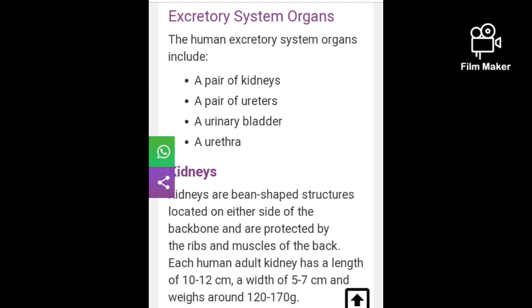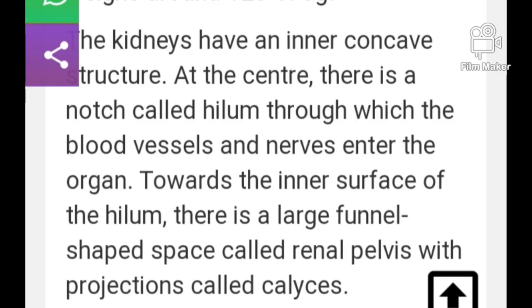Kidneys. Kidneys are bean-shaped structures located on either side of the backbone and are protected by the ribs and muscles of the back. In each human adult, the kidney has an inner concave structure. At the center, there is a notch called hilum through which the blood vessels and nerves enter the organ. Towards the inner surface of the hilum, there is a large funnel-shaped space called renal pelvis with projections called calyces.